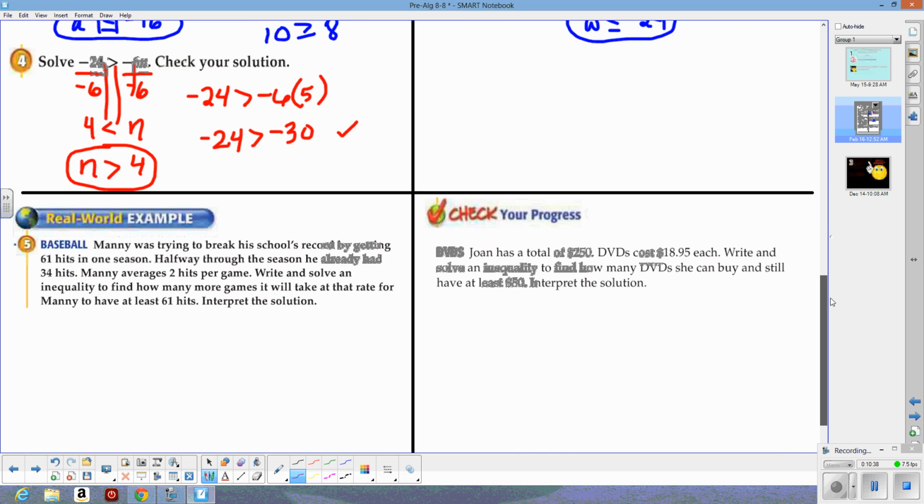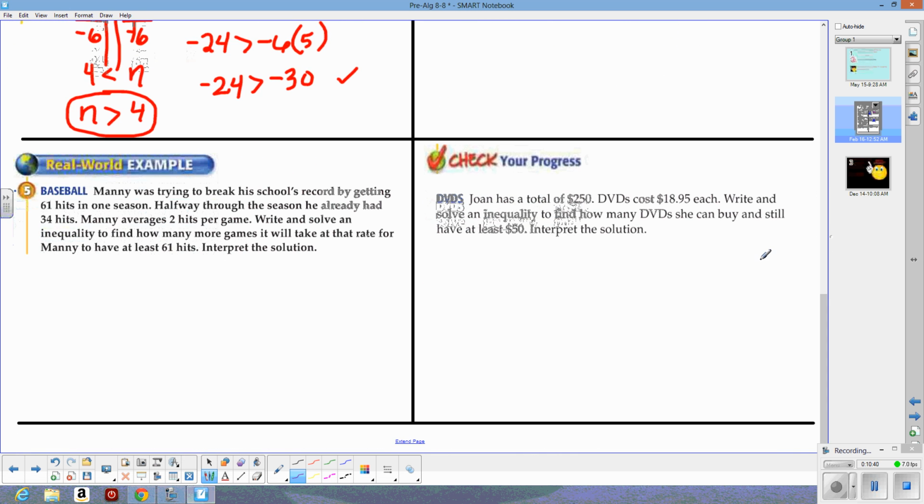Now our last example type is a word problem. Manny was trying to break his school's record by getting 61 hits in one season. Halfway through the season, he already had 34 hits. Manny averages 2 hits per game. Write and solve an inequality to find how many more games it will take at that rate for Manny to have at least 61 hits, and then interpret the solution.